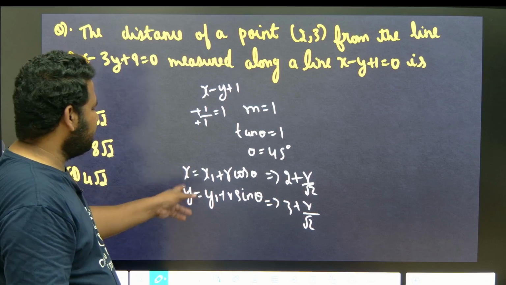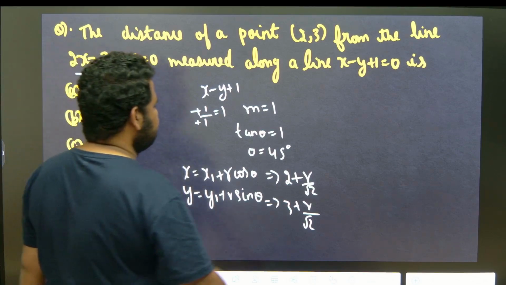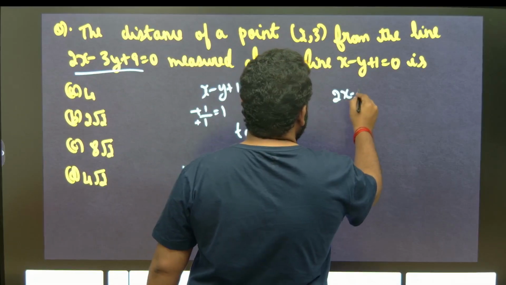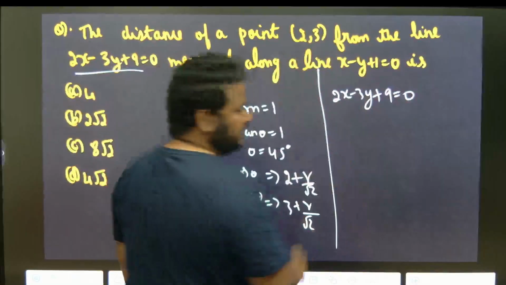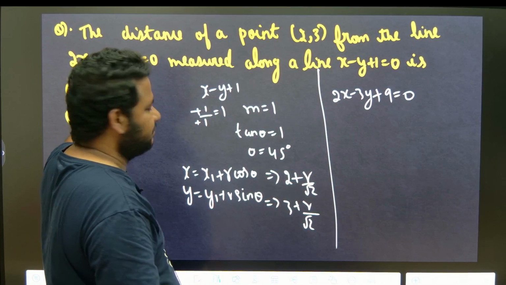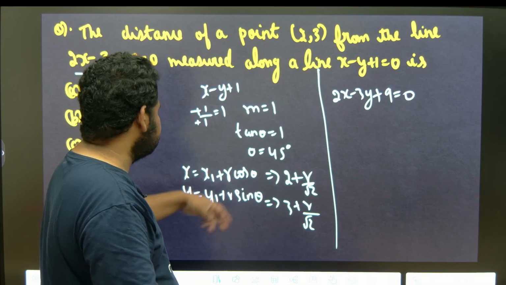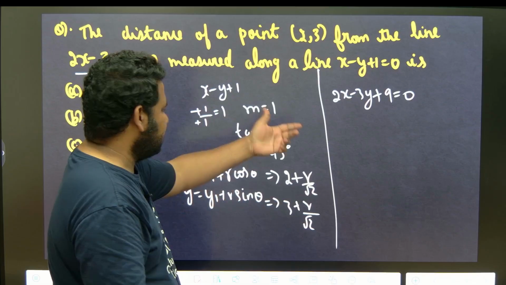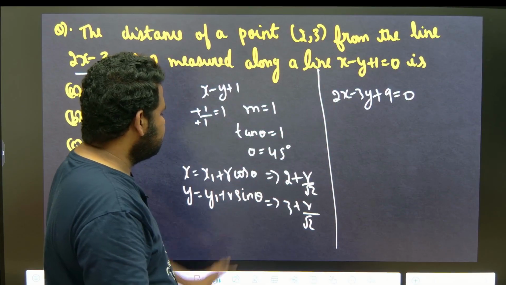Now I have to put the value of x and y in this equation, 2x minus 3y plus 9 is equal to 0. This point lies on this line, so if I put this value of x and y in this line, it will satisfy the equation 2x minus 3y plus 9 is equal to 0. Then I will get the value of r.